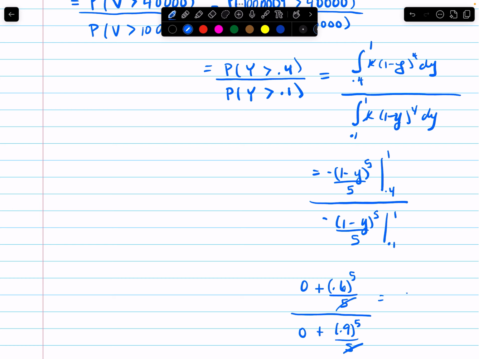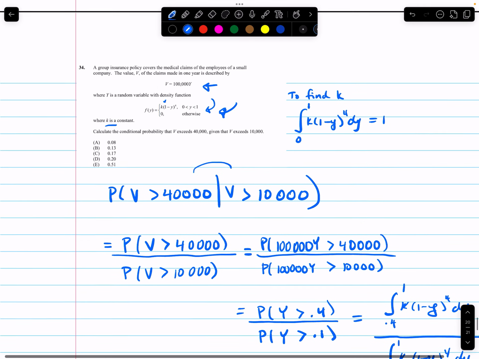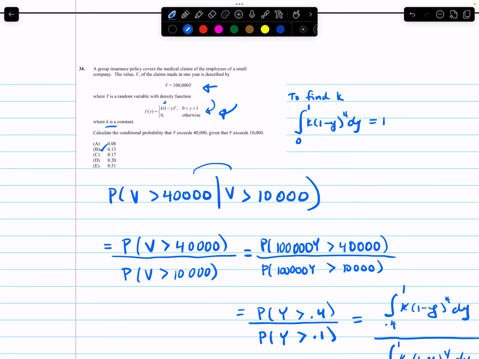So it's really 0.6 divided by 0.9 all raised to the 5th, which is about 0.13. And that tells us our answer is B. Did you get it?